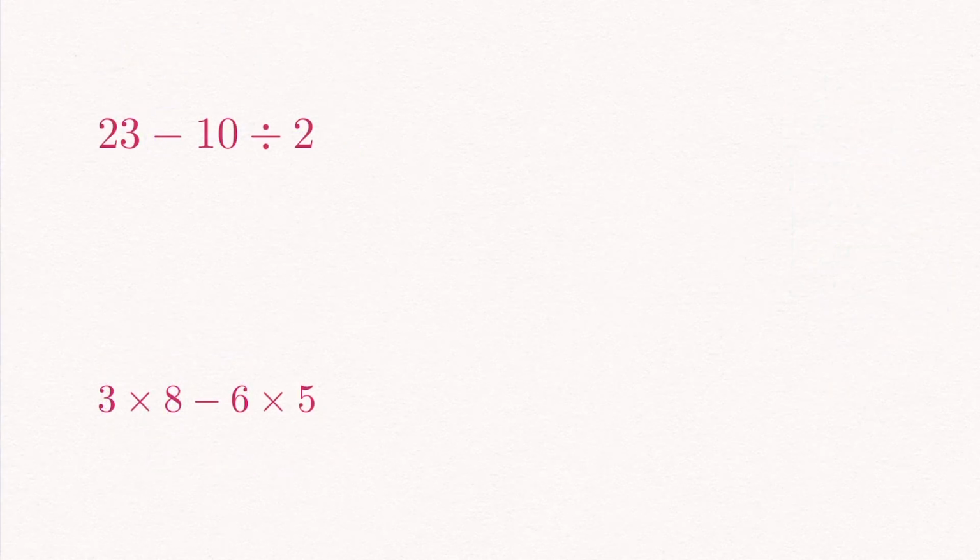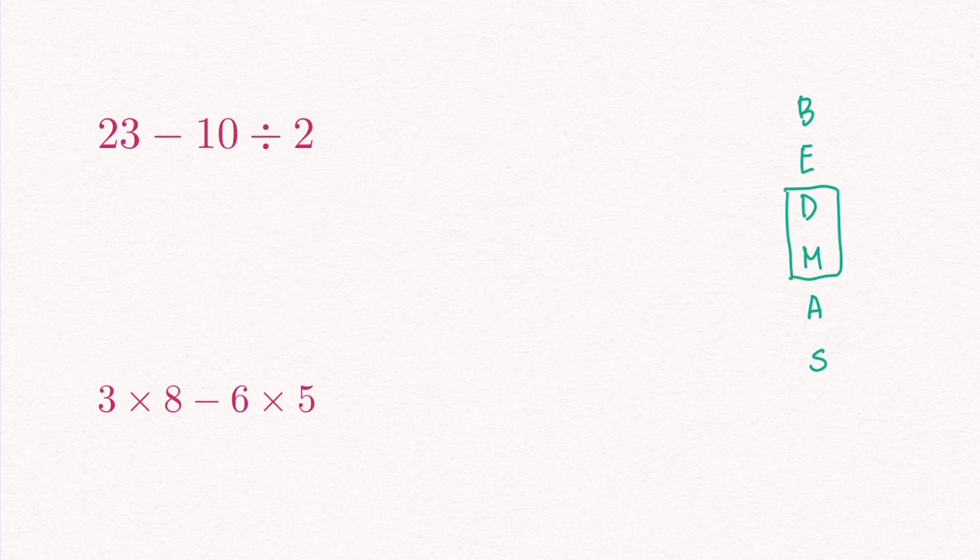Let's start by writing BEDMAS first. Bracket, exponent, division, multiplication, addition, and subtraction. Keeping in mind that division and multiplication, we're going to go from left to right. And for addition and subtraction, we will also go from left to right.